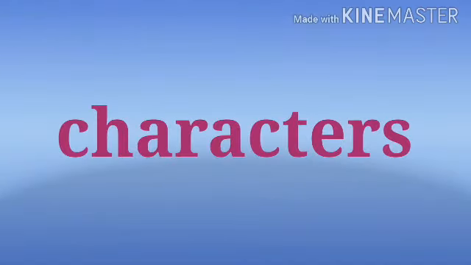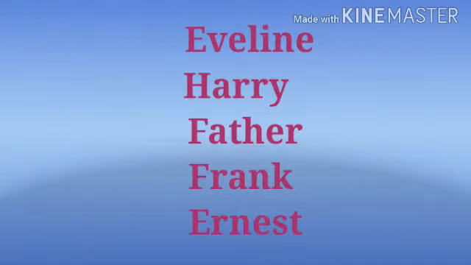Let's see the characters of this short story. The first character is Eveline. Eveline is a 19-year-old girl. She is living in Ireland with her father and her brother Harry. Next character is Harry. Harry is Eveline's brother.